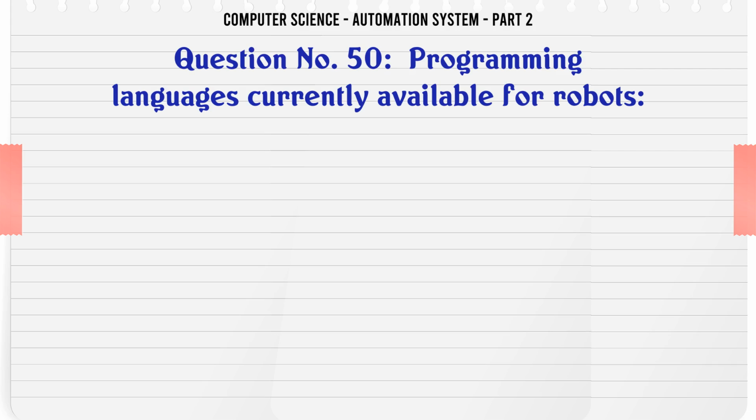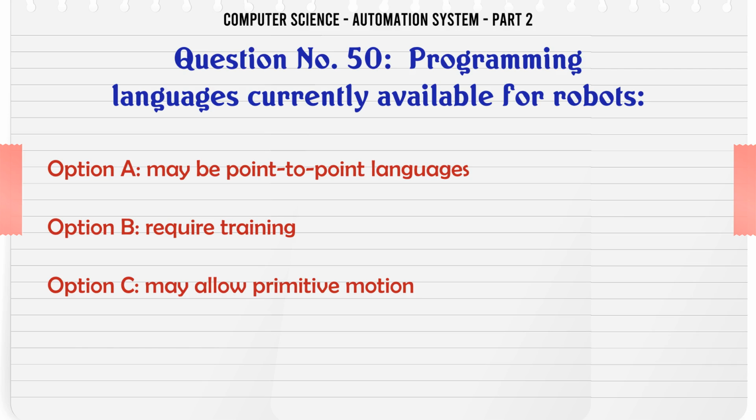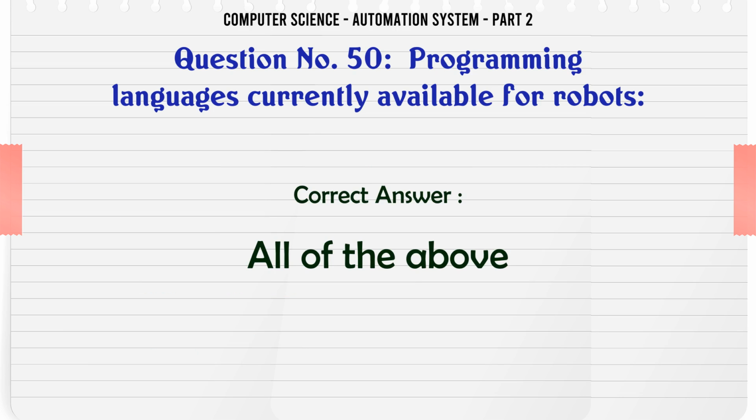Programming languages currently available for robots: A. may be point-to-point languages. B. require training. C. may allow primitive motion. D. all of the above. The correct answer is all of the above.